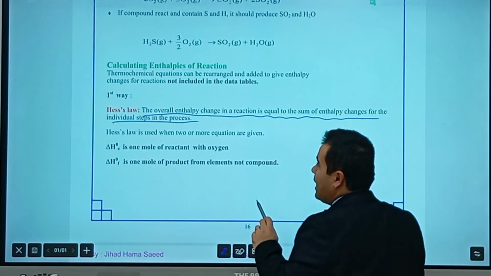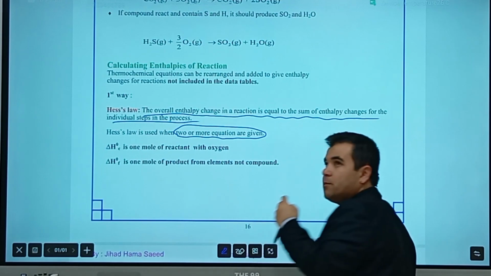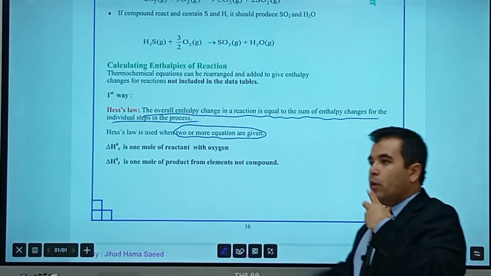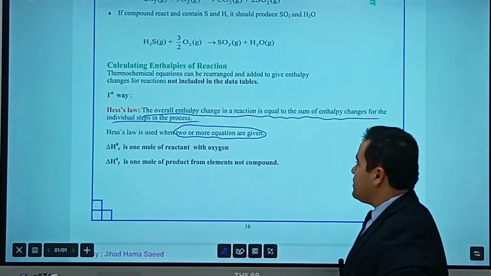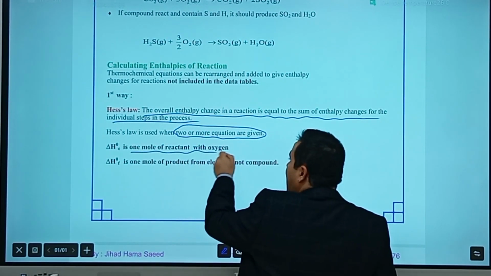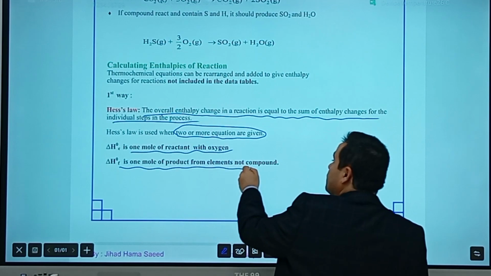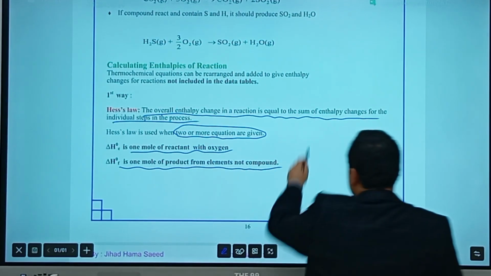Guys, Hess's law is used when two or more equations are given. The steps must be given. When the steps are given, we can use Hess's law. Enthalpy of combustion is for 1 mole of a reactant with oxygen, but the enthalpy of formation is for 1 mole of a product from the elements, not compounds.